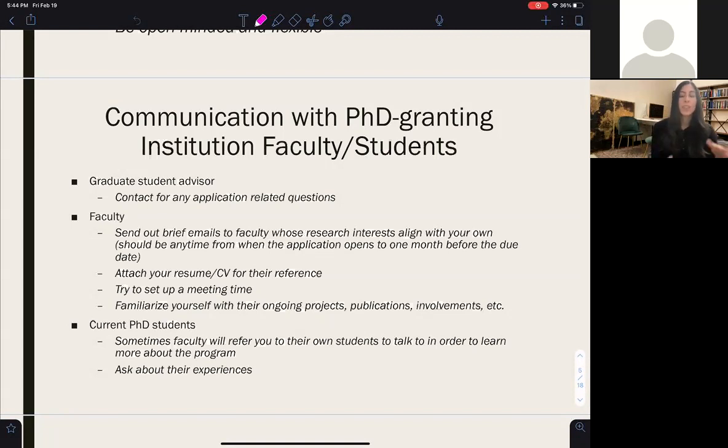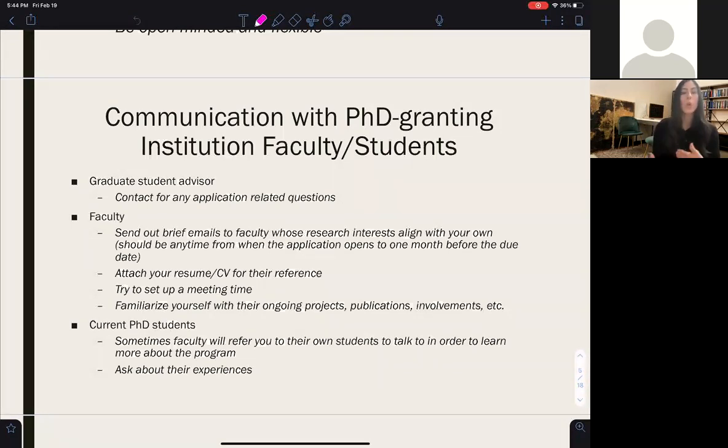The next one, your faculty, right? This is the most important one in my opinion. So once you identify these faculty members that have research in the area that you've worked in and that you're interested in, you want to send out emails to them, okay? This might be a little bit out of your comfort zone, but I promise that this is something they expect you to do. They like this process.